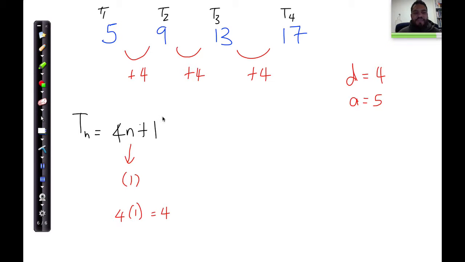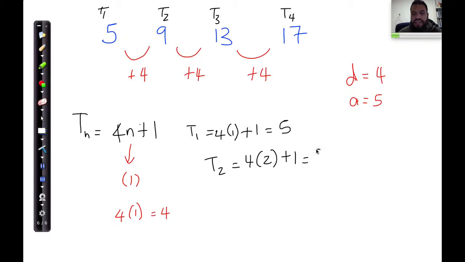Now let's see, does this work? If I say 4 multiplied by 1 plus 1, what do I get? I get 5. And that corresponds to T1. What about T2? If I put in 4 multiplied by 2 plus 1, that gives me 9. 4 times 2 is 8 plus 1 is 9. What about T3? That's going to be 4 multiplied by 3 plus 1, and that gives me 13. And clearly you can see that this is working. Why don't you go and try it for T4, which gives me 17.